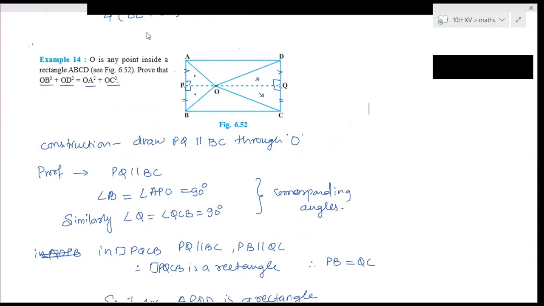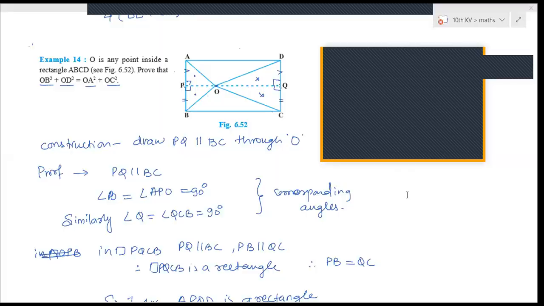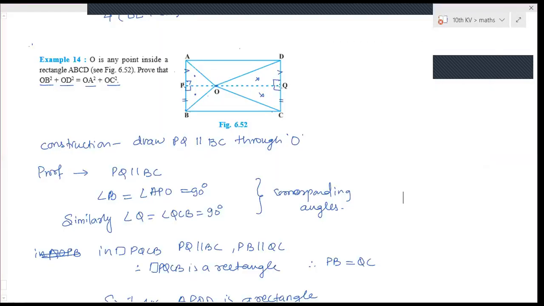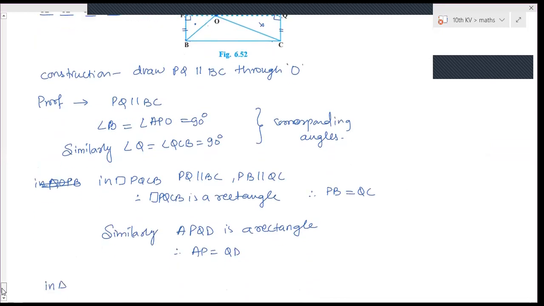What is this problem? Wait for a second. You can see the figure here, and then we can do it.